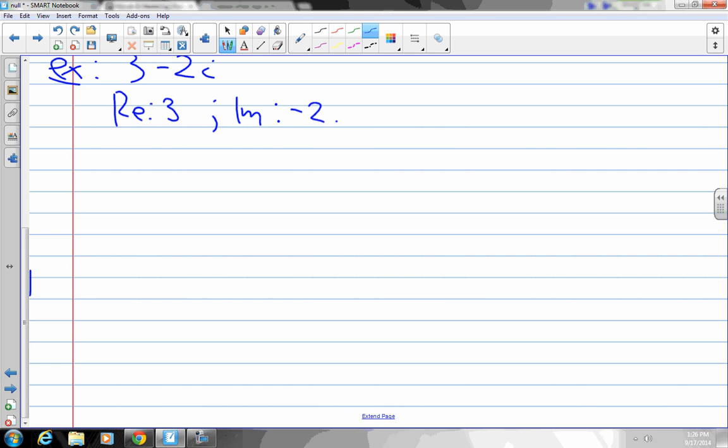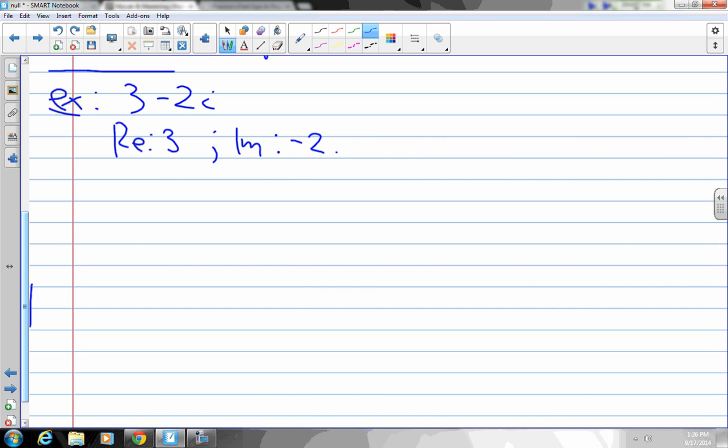Let me give you another example. How about 1 plus i? Is that a complex number? Can you tell me the real part? 1. Can you tell me the imaginary part? 1. Good. So it's 1 and 1. Is that okay? Any questions?